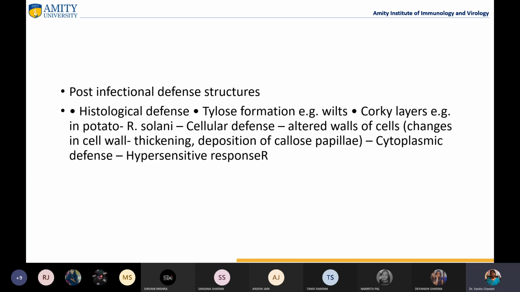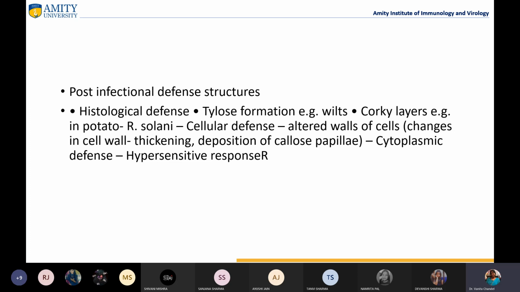Then post-infectional defense structures. What are the post-infectional defense structures? Those were the pre-infectional defense structures; these are the post-infectional ones. So histological defense, for example tylose formation, as in the case of wilt. Corky layers, for example in potato affected by Rhizoctonia solani. Then there are cellular defenses, which means altered cell walls or changes in cell wall thickening, and deposition of callose papillae in the cell wall so that the pathogen cannot get further inside.